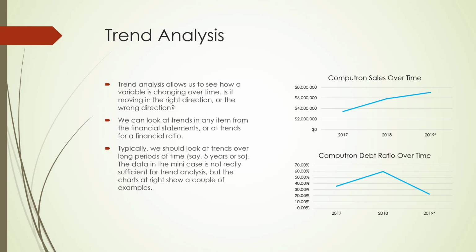So usually you want to have at least 5 years worth of data. If you have more than 5 years, that might be good, but it could be that the firm has changed a lot. So if you go back, say, 10 years, the firm might be very different today than it was 10 years ago, and that might invalidate your trend analysis. So you don't want too much data, but you don't want too little. And I think in the mini case here, we have too little data.